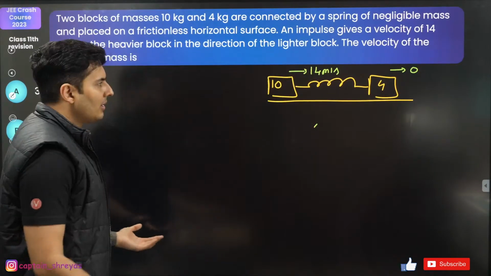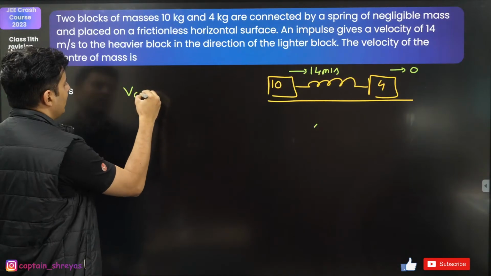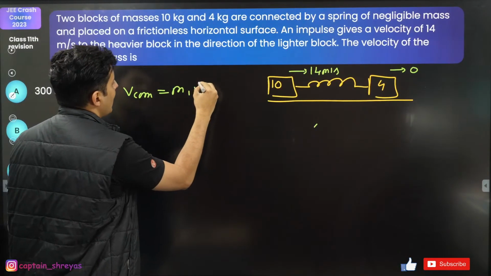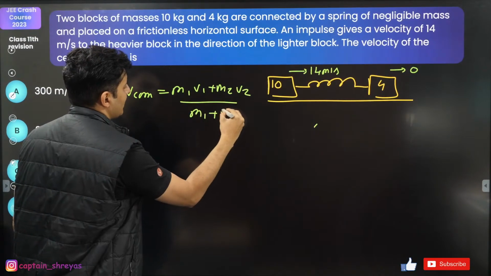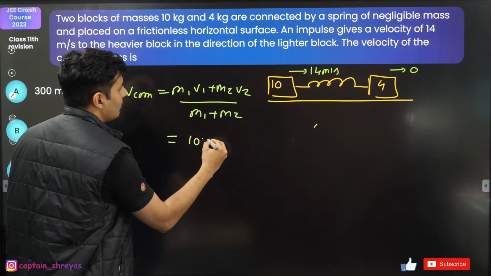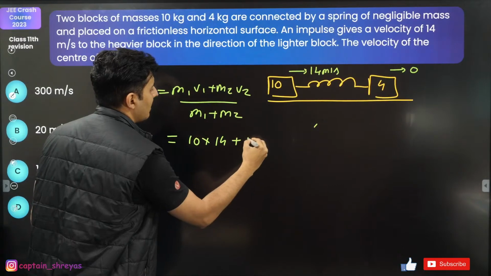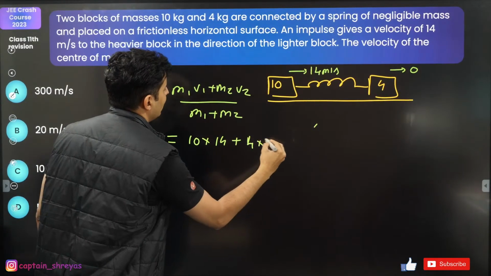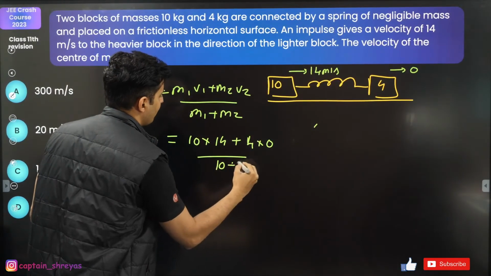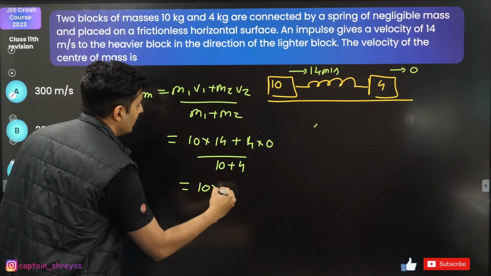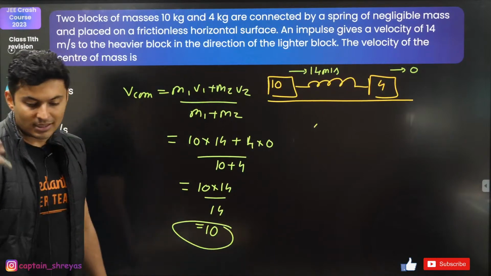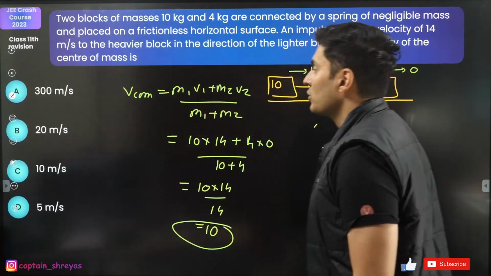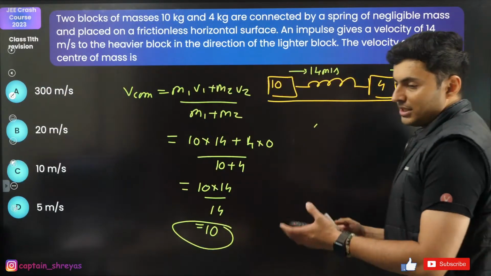That's it. So finding the velocity of center of mass has never been easier. m1v1 plus m2v2 upon m1 plus m2, guys. m1 is 10, v1 is 14, plus m2 is 4, velocity is 0, upon m1 plus m2. So this will be 10 into 14 by 14, which is basically 10. So the answer is 10 meters per second. Exactly, Subhadra. Yes, option C.